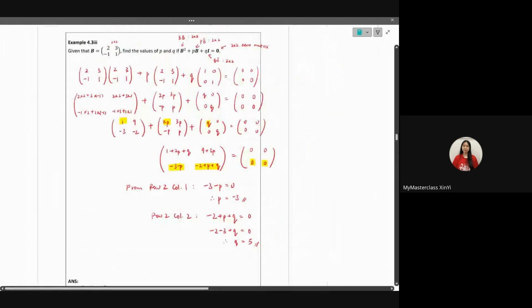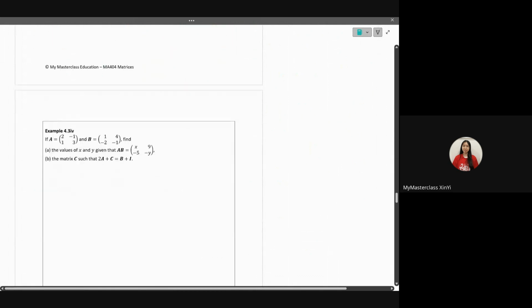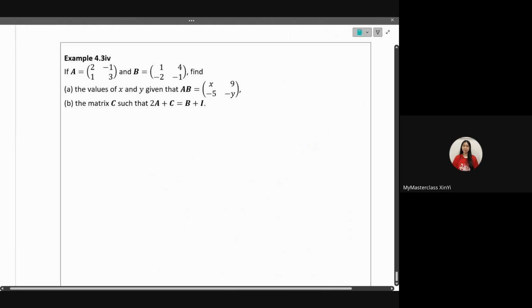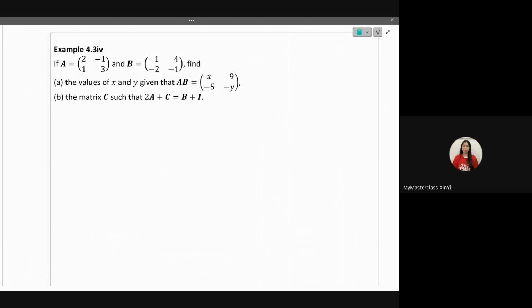So that's all we have for this question. Now let's move on to this other example. If you are given the matrices A and B, you want to find the values of X and Y given that AB equals this matrix. Basically, you're going to equate them and then compare directly. So AB equals X, negative 5, 9, negative Y. Sub in your A and B as your matrix multiplication.